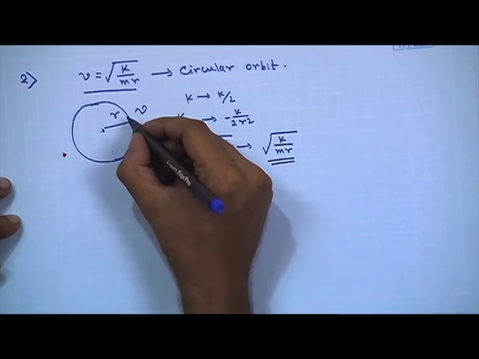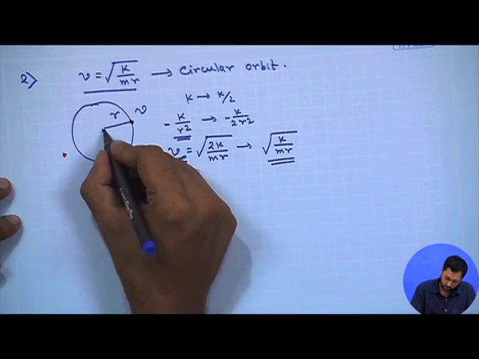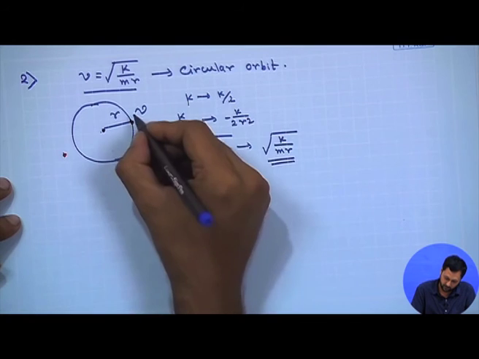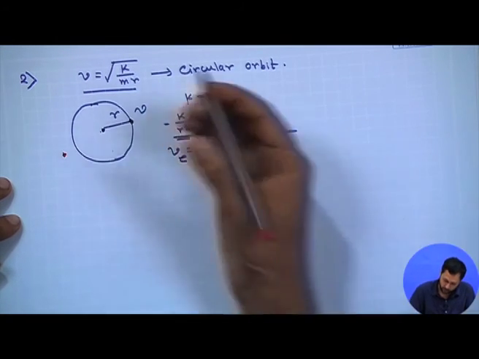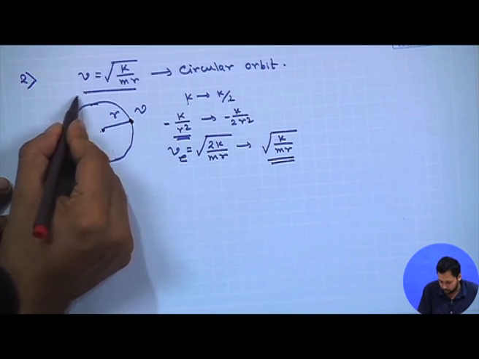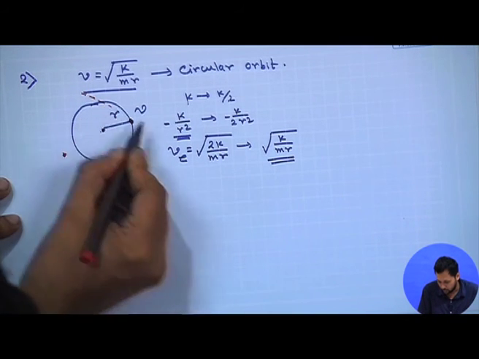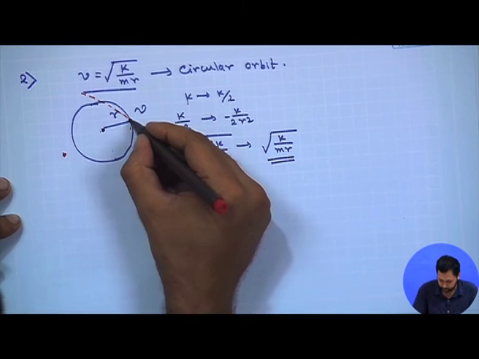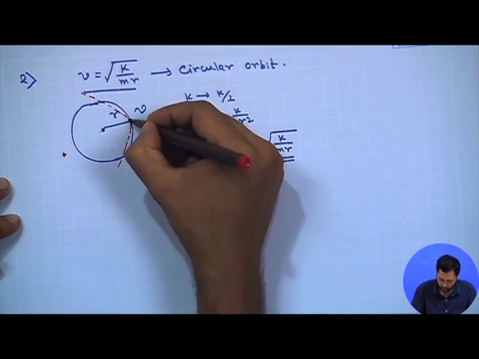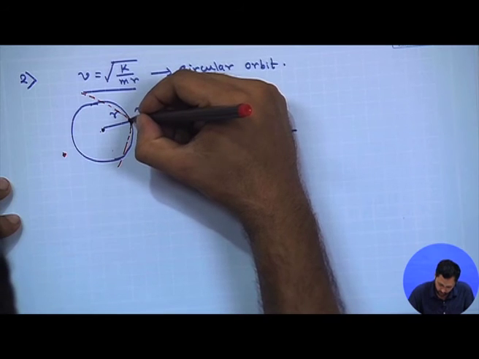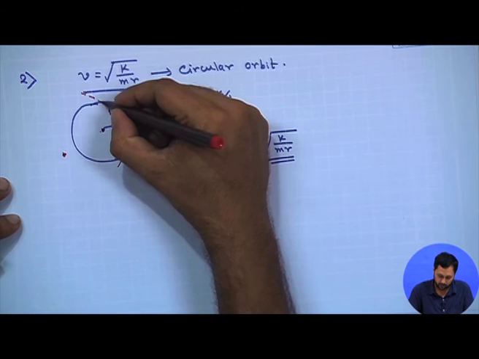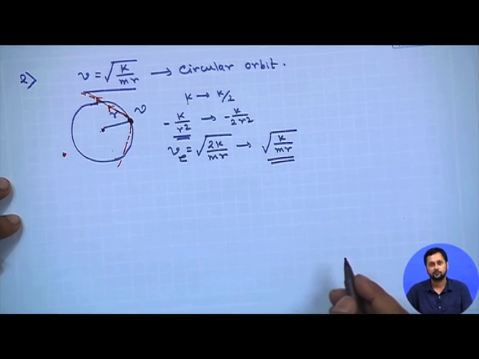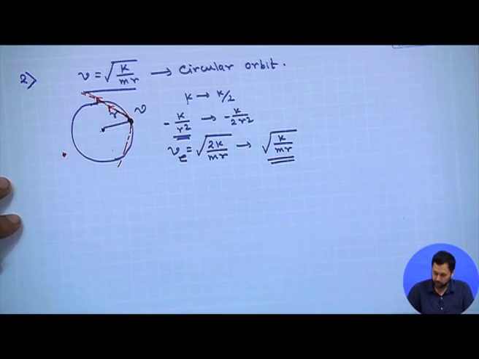So, that is why, at this point where the force constant has been reduced from k to k by 2, it will immediately start travelling in a parabolic path. So, your path will look something like this. Instead of going in the original path, it will start travelling in this path. Okay. So, this is how we prove it.